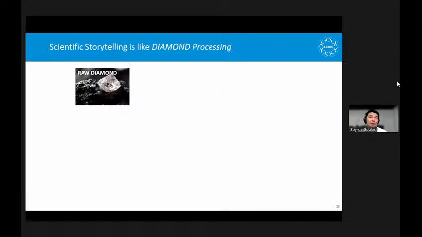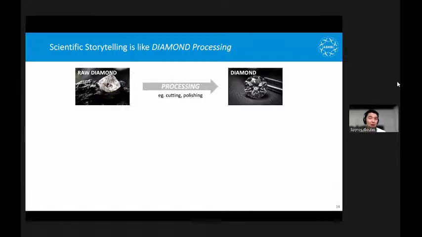If I were to draw an analogy of storytelling, it would be probably quite similar to the process of diamond processing, as the fundamental properties of a diamond, which cannot be changed or modified, will inherently determine its value in its raw state. Yet, with the proper processing, such as cutting and polishing, its value increases and it becomes the object known as the diamond.